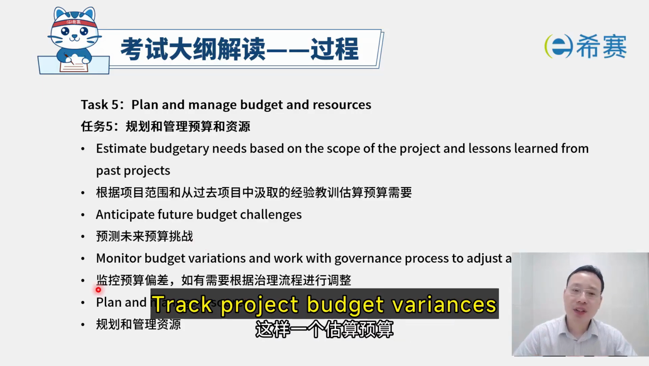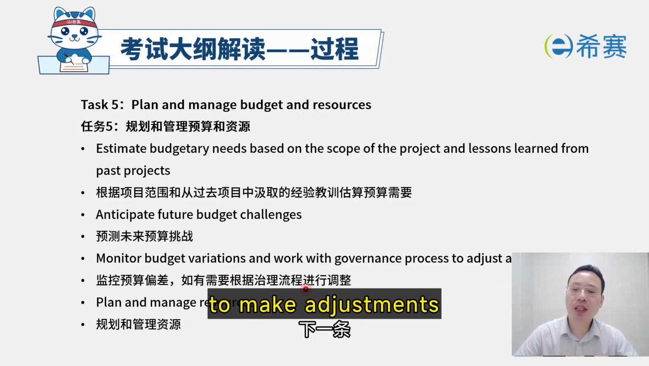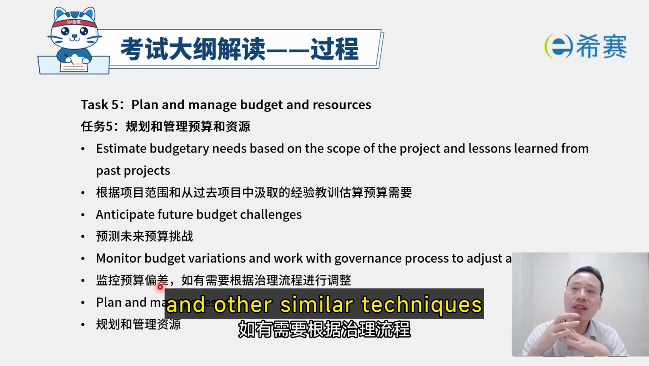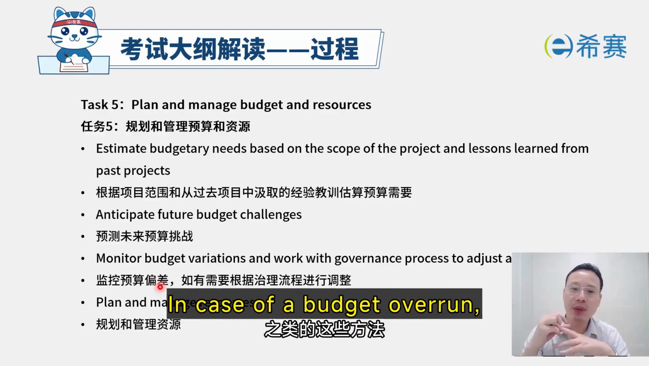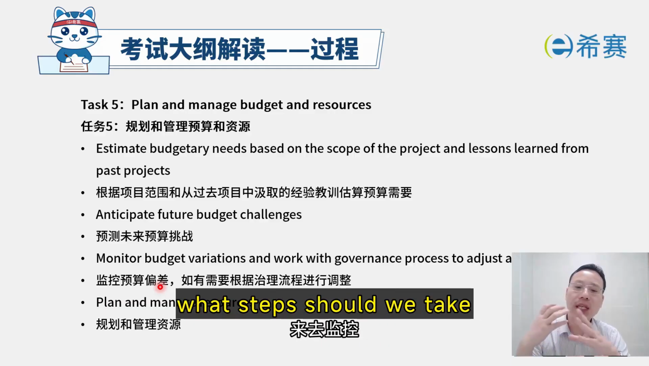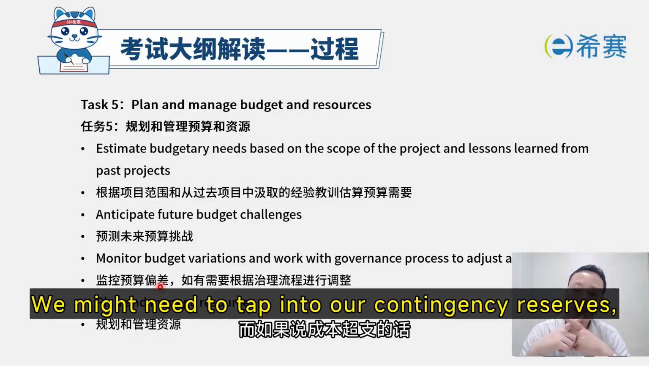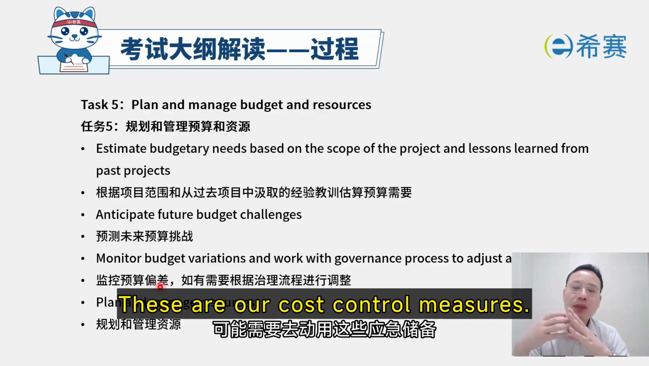Next point, track project budget variances. If needed, adhere to governance procedures to make adjustments. This involves using methods such as stakeholder analysis and other similar techniques to monitor the project and determine if we're over or under budget. In case of a budget overrun, what steps should we take to address it effectively? We might need to tap into our contingency reserves or draw from management reserves. This may require submitting formal requests. These are our cost control measures.